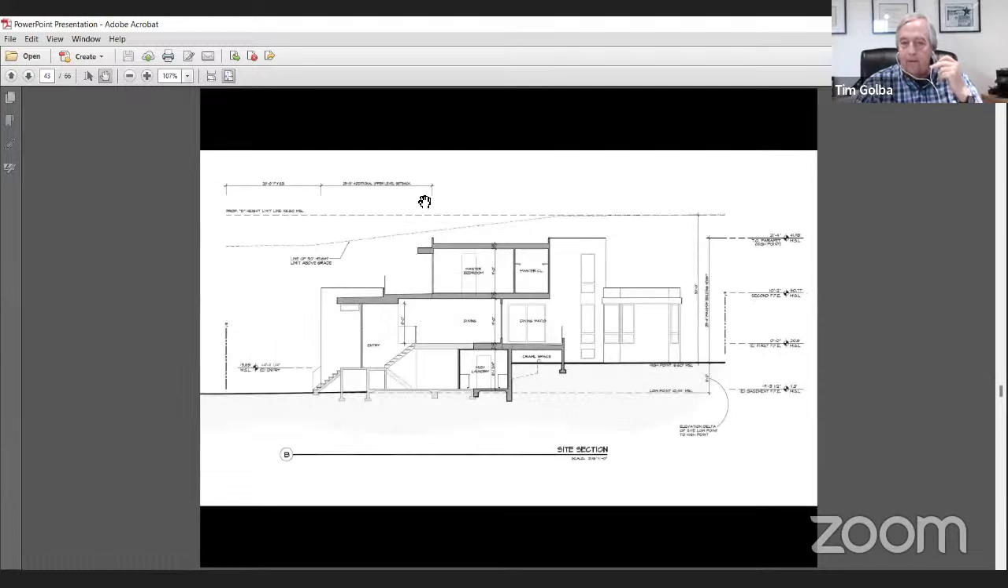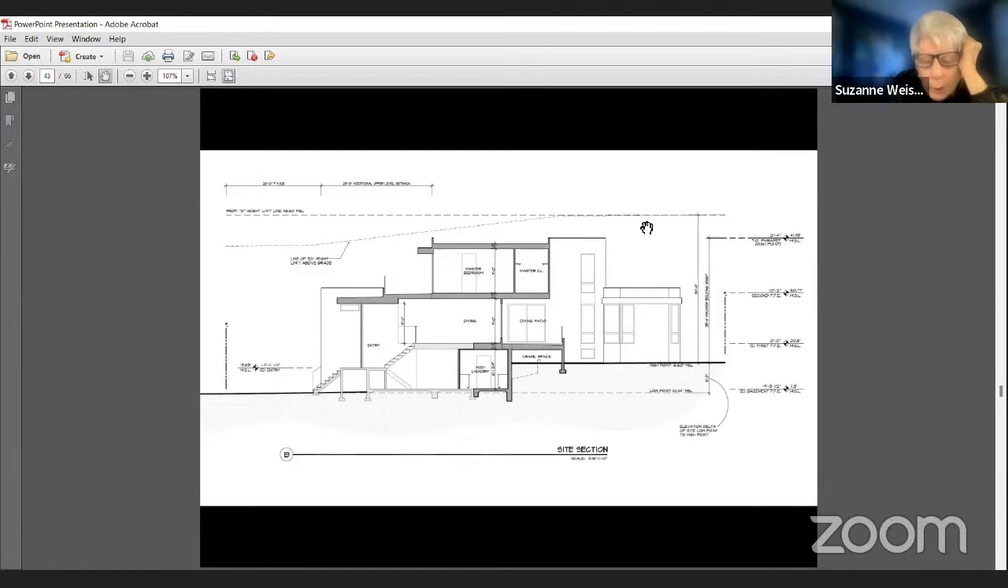That's here. So this upper level is set back 47 feet from the front property line, and I believe it's 30 feet from the rear property line. Okay, thank you. Well, there's something about at grade or below, whichever is lower.